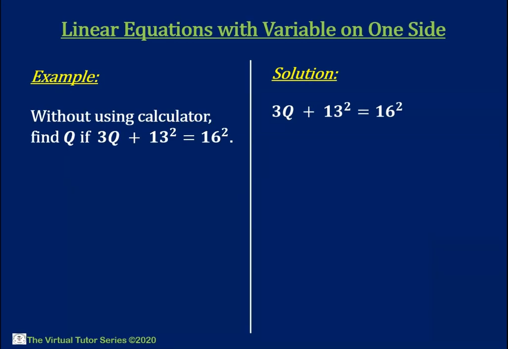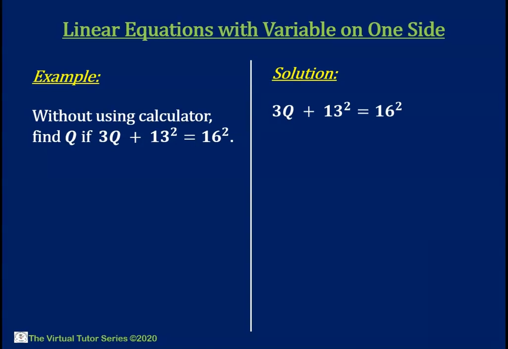As usual, we maintain the variable terms at the left-hand side and group the number terms at the right-hand side by subtracting 13 square from both sides. This gives 3q is equal to 16 square minus 13 square.